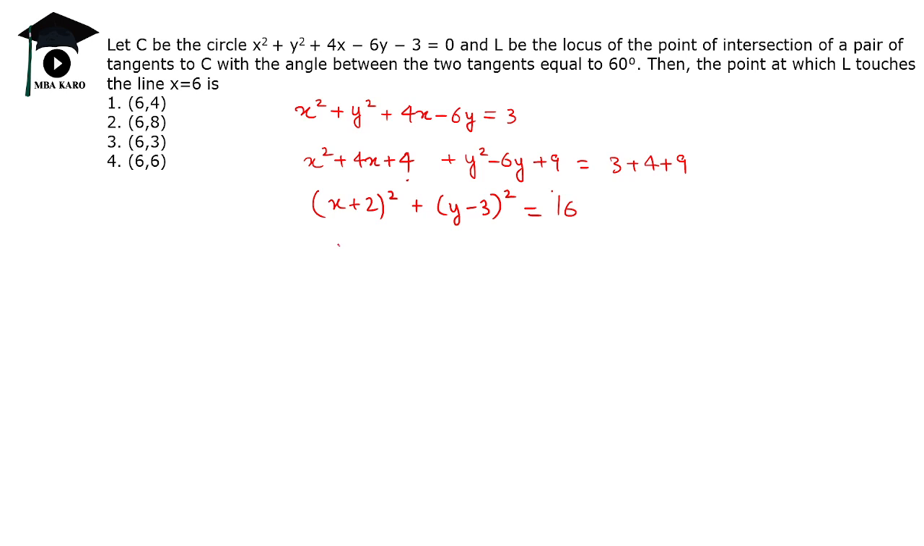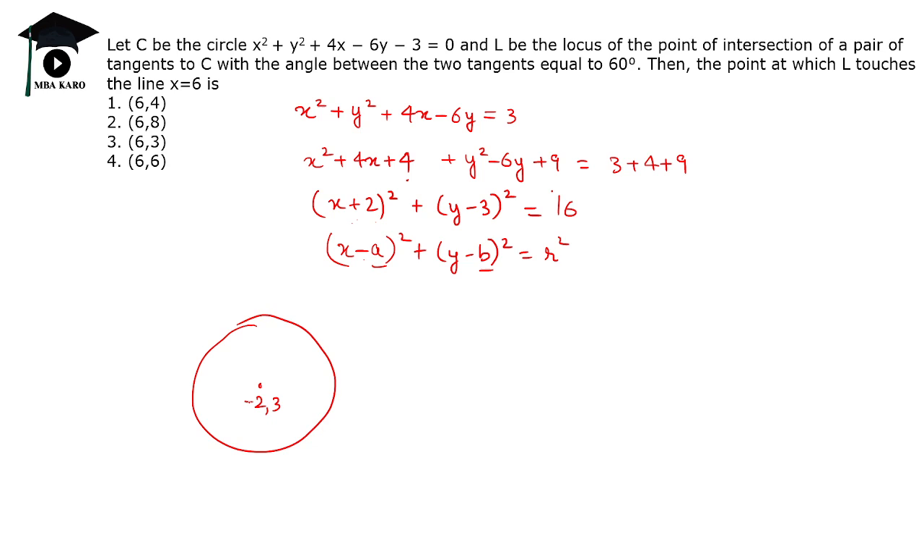Now, the equation of a circle is (x−a)² + (y−b)² = r², where (a, b) is the center of the circle. So in this case, we get the center of the circle as (−2, 3). So this is the center of the circle, and the radius r is 4.